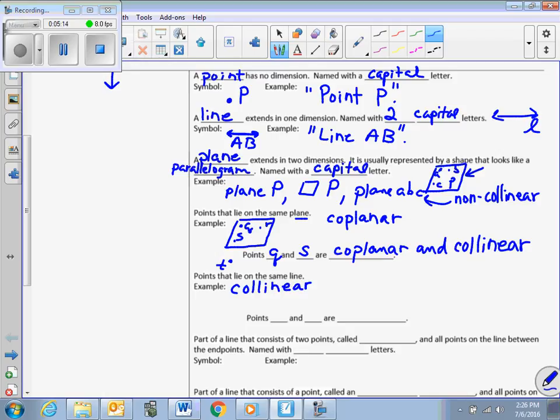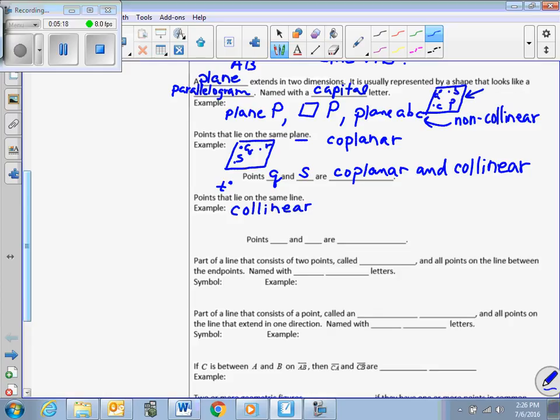Collinear points are on the same line. So let's look at a little example. If I just draw a line here, and I have A, B, C. Let's say I got point D down here. Clearly it is non-collinear with the other 3 points, but I can pick any 2 of these points. Points A and B are collinear.